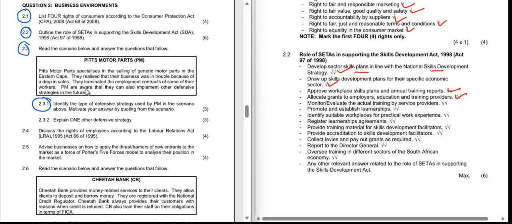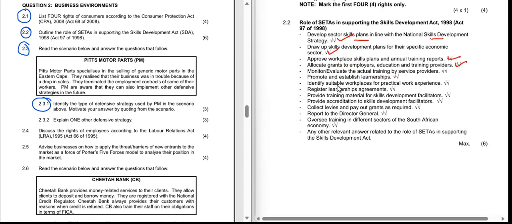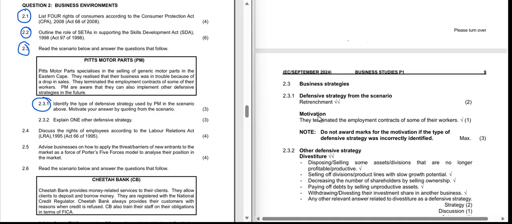Okay, so here they say they terminated the employment contracts. When you terminate people's contracts, that's retrenchment. That's the defensive strategy that this company used. And for your motivation, you just take this statement as it is: they terminated the employment contracts of some of their workers. That's the motivation, as they have done here. Retrenchment, and then you write your motivation. You don't need to rephrase it. You just take it as it is from this scenario and write it down.